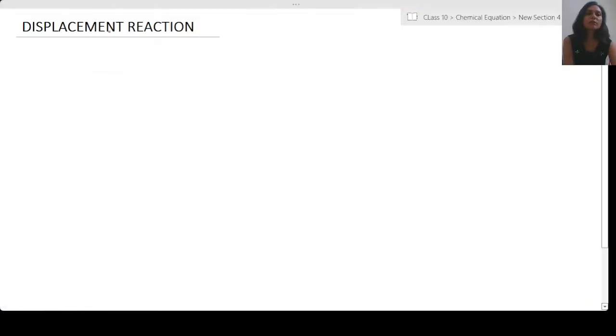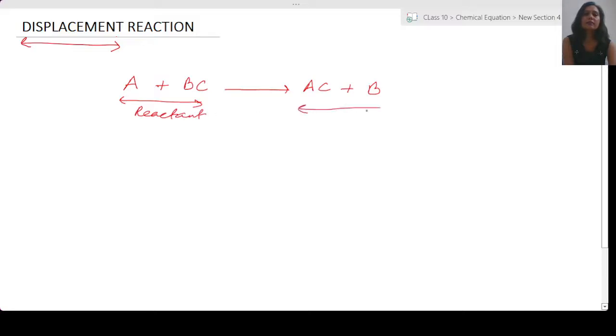If you see, the literal meaning of the word displacement is to displace anything simply. Now let us consider an example, a reaction where A reacts with BC. BC is a compound. Now in the product we are getting AC plus B. A plus BC is the reactant side, right? AC plus B is the product side.